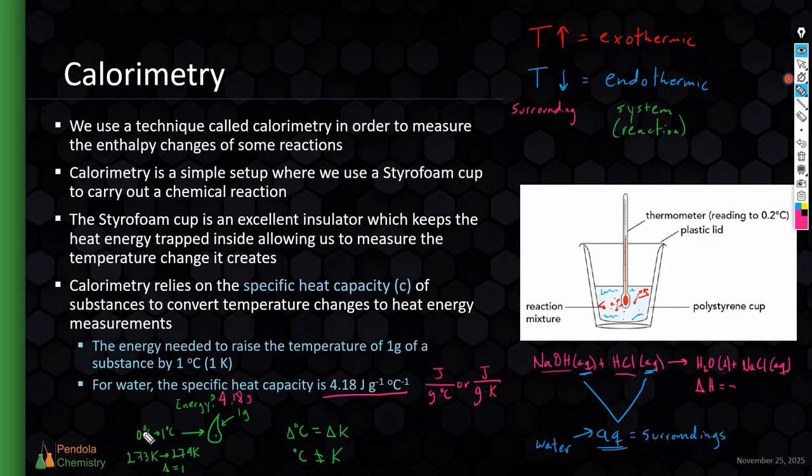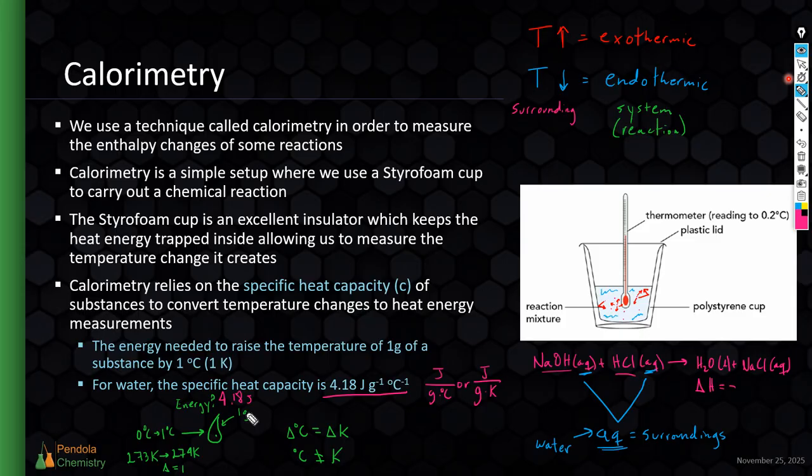Different chemicals have different specific heats. Metals, for example, have much lower specific heats because it takes a lot less energy to change the temperature of a metal. That's why they get so hot when we put them on top of a fire or out in the sun. Whereas something like styrofoam has an extremely high specific heat because it takes a lot of energy to raise the temperature of styrofoam.